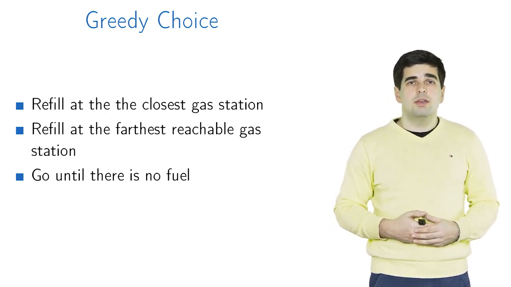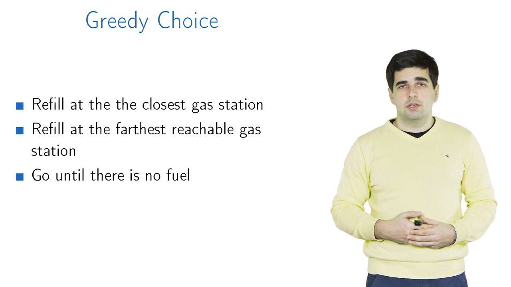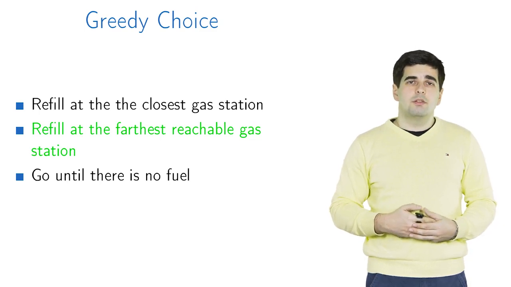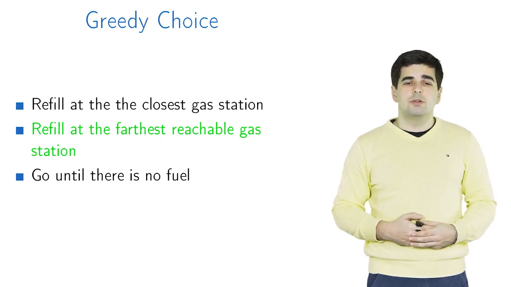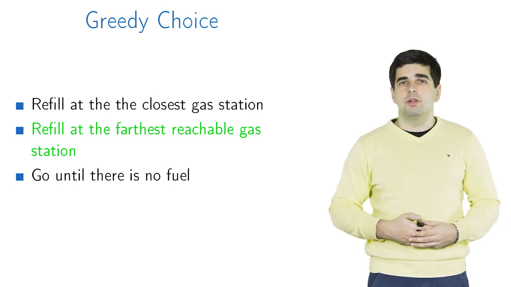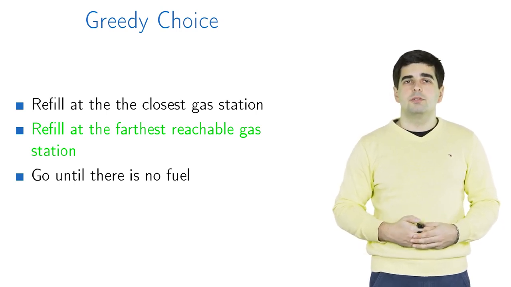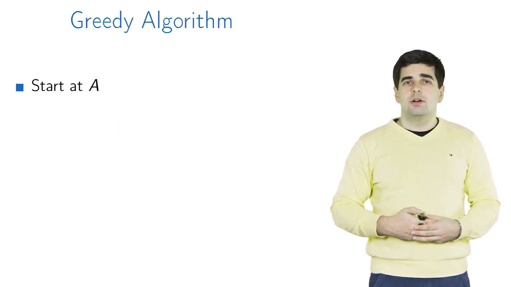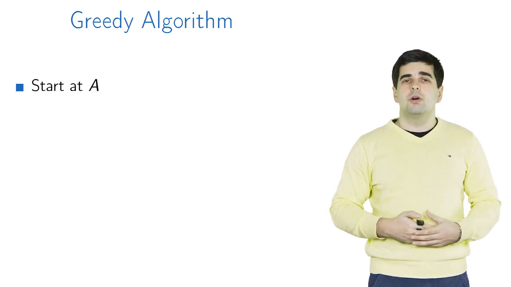So what do you think is the correct strategy in this problem? And of course the third option is obviously wrong. The first option is also wrong if you think about it, but the second option is actually correct. It will give you the optimal number of refills. We'll prove it later. For now, let's define our greedy algorithm as the whole algorithm.